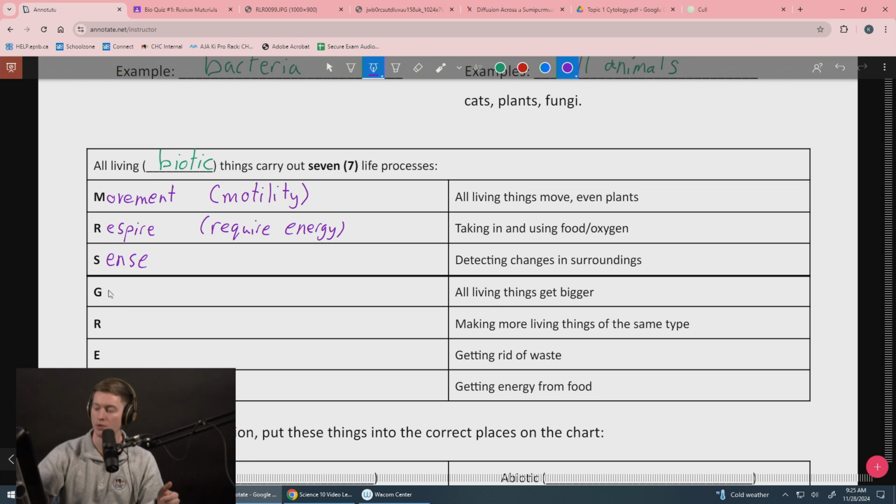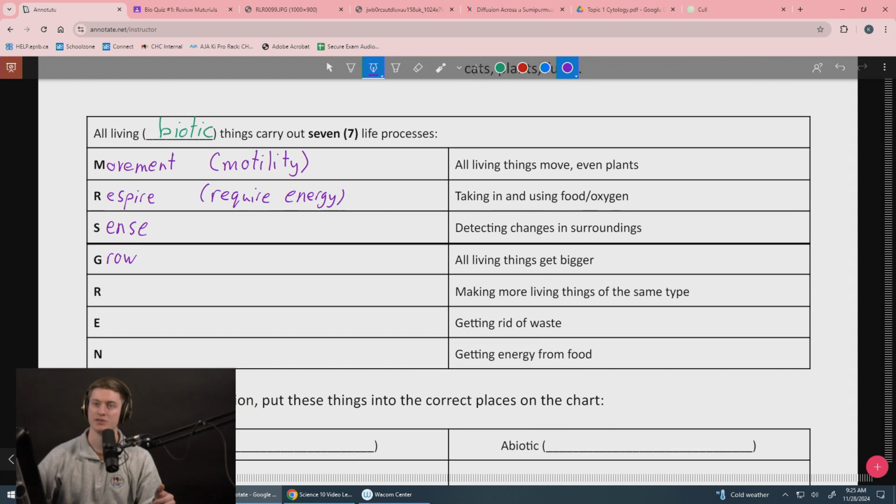All living things grow. That's what the G is for, meaning that they get bigger, that they mature throughout their lifespan. All living things reproduce, meaning that they make more of themselves. There's different methods to reproduction, but all living things will reproduce more of themselves. Trees and other plants will often make seeds. Many animals reproduce through eggs, or they reproduce sexually. Most bacteria reproduce what we call asexually, meaning that they can just divide themselves, but they make more organisms of the same type.